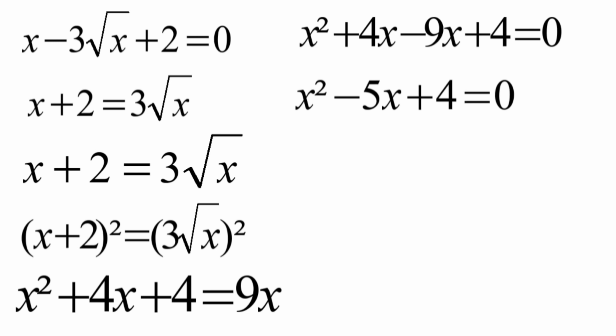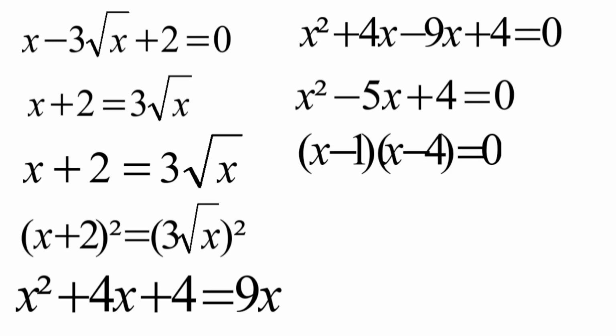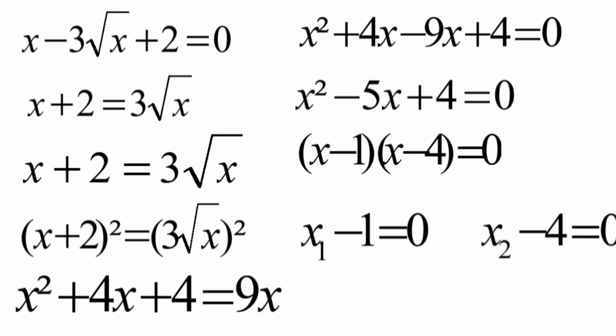And we can solve for x using factoring. So we have here x minus 1 times x minus 4 equals 0. For x sub 1, we have x minus 1 equals 0, and the other value of x, x sub 2, comes from x minus 4 equals 0. So x sub 1 equals 1 and x sub 2 equals 4.